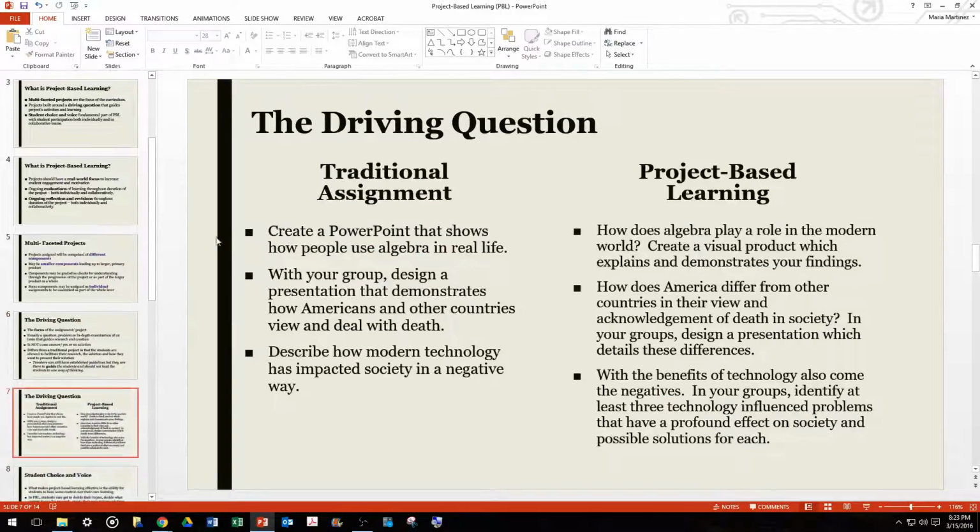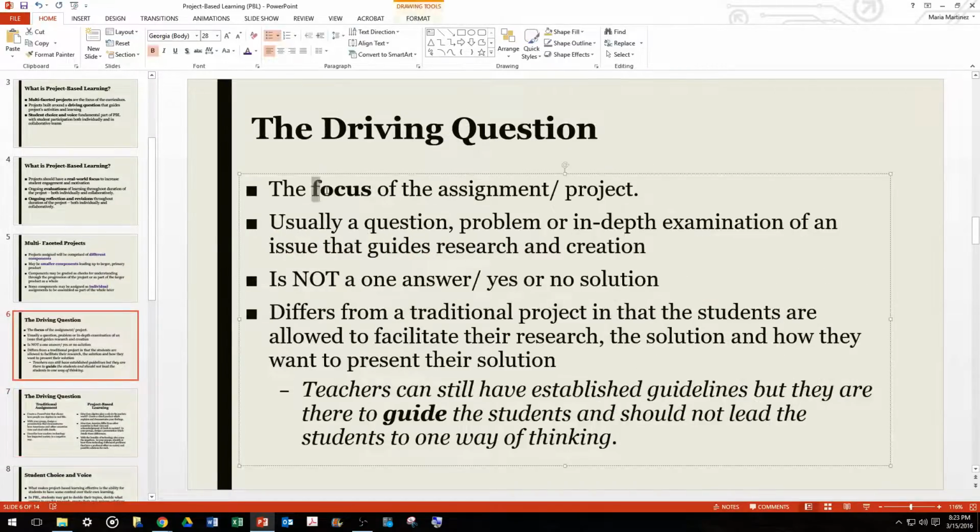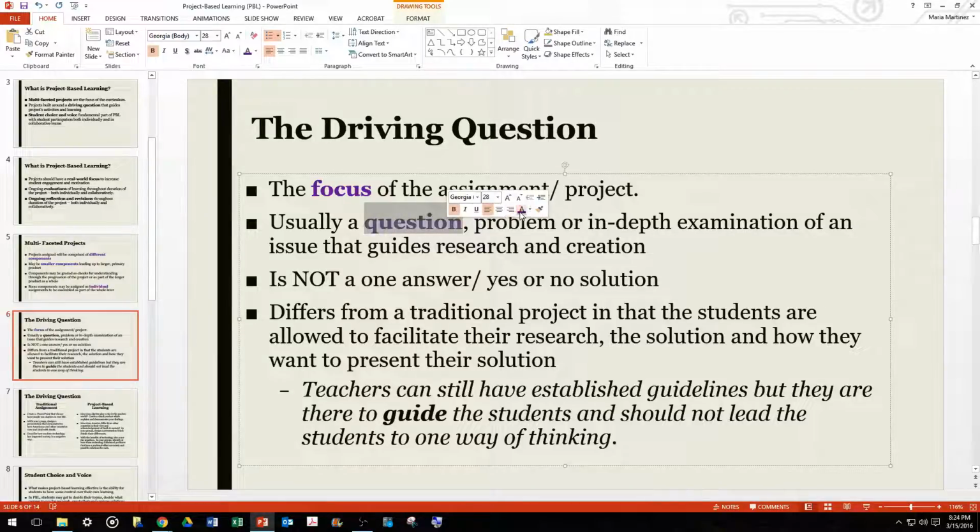Project-based learning is driven around this idea of the driving question. Now, the driving question is the focus of the assignment or the project. It is what the entire project will be revolved around. And do not let the idea of the question confuse you. It can be a question that we want our students to provide an answer to, and the answer will not be a simple yes or no answer.